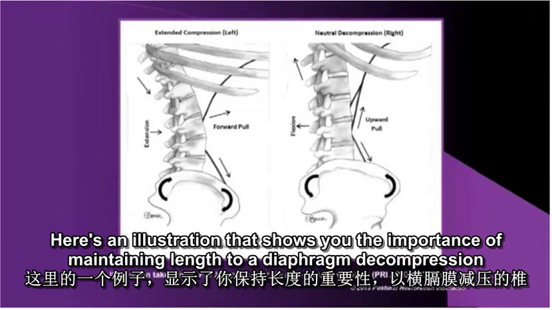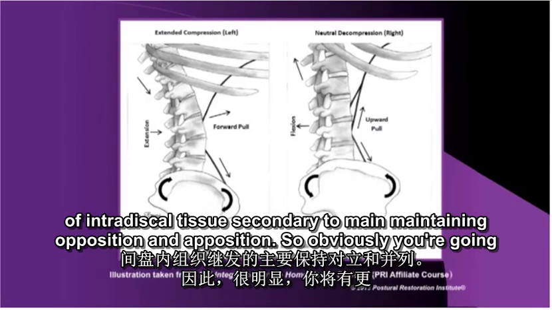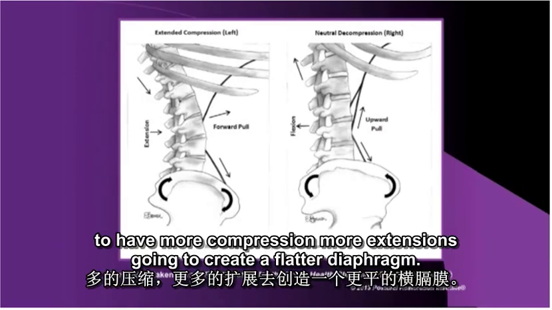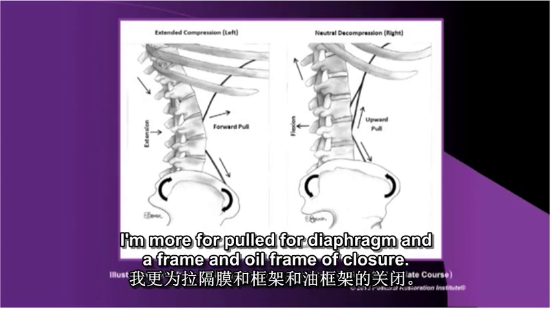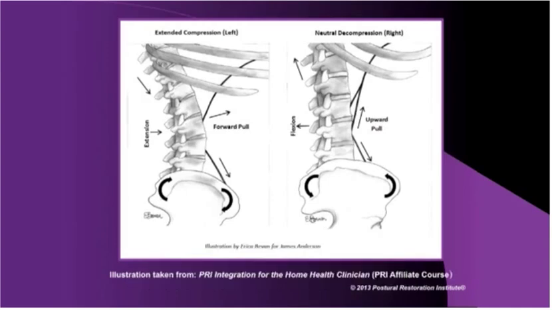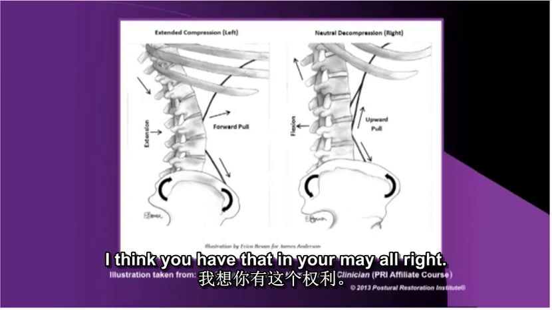Here's an illustration that shows you the importance of maintaining length to a diaphragm, decompression of intradiscal tissue, secondary to maintaining opposition and apposition. So obviously you're going to have more compression, more extension is going to create a flatter diaphragm, a more pulled forward diaphragm, and foraminal closure. I think you have that in your manual, right?